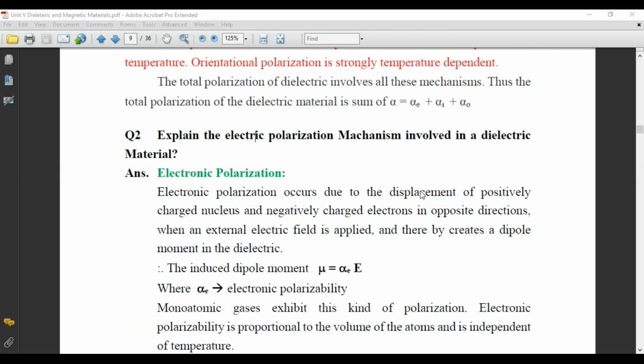Now you are seeing the electronic polarization, ionic polarization, and orientation polarization. Right now we'll see some expressions. That is the derivation part. If you know the equation, we know very well what factors it depends upon. Right. So, explain the electronic polarization mechanism involved in dielectric materials.